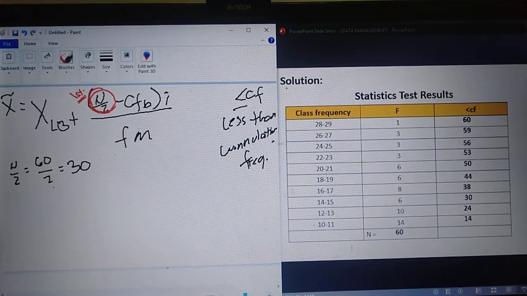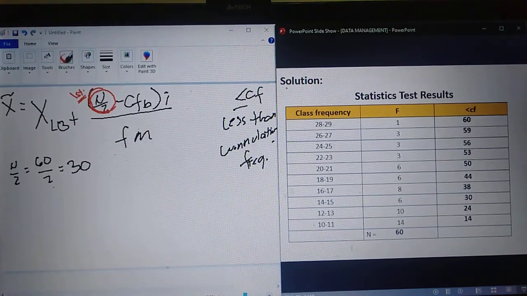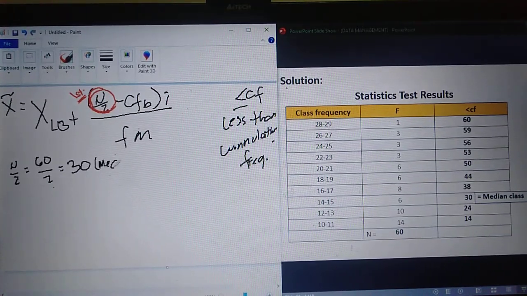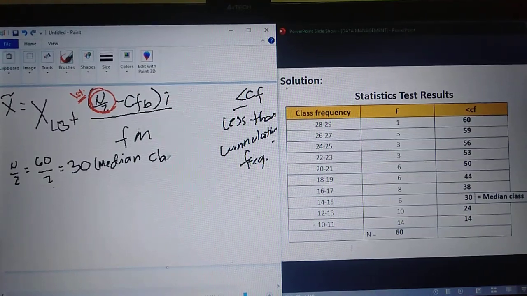Nakikita nyo yung 30 dito sa graph? Yes. Kung saan yung 30 dito, huwag kayong titingin dito sa FA. Dito kayo focus sa less than CF. Dito nyo hanapin yung N over 2 sa less than CF. Okay, nakita nyo yung 30? Yes, meron yung 30. Andito siya. So, ito yung tinatawag natin na median class. Diyan tayo mag-focus. Huwag mo nang pakalaman tong taas hanggang dito. Dito ka lang focus. Yung mga naka-surround lang dito. Huwag mo nang pakalaman tong sa pinakataas.